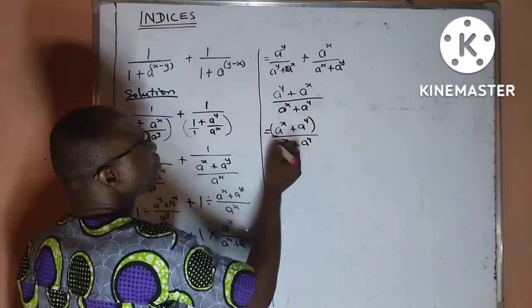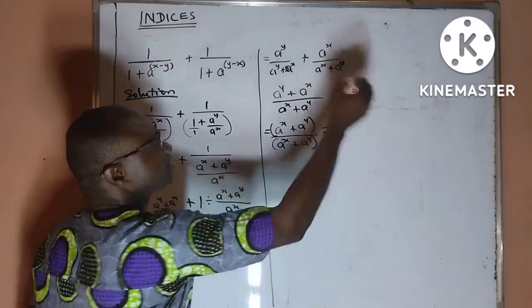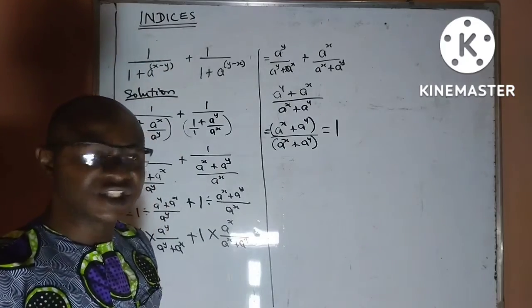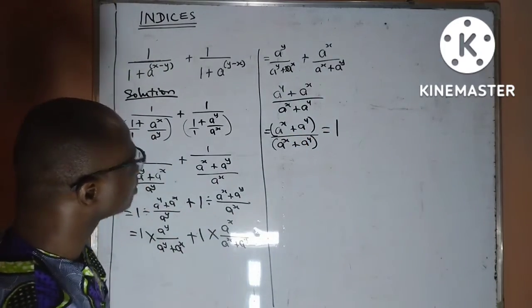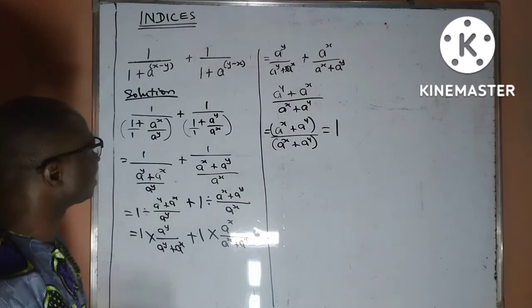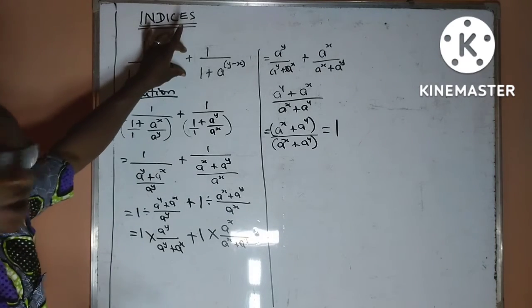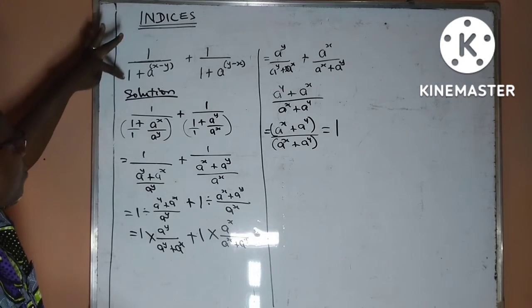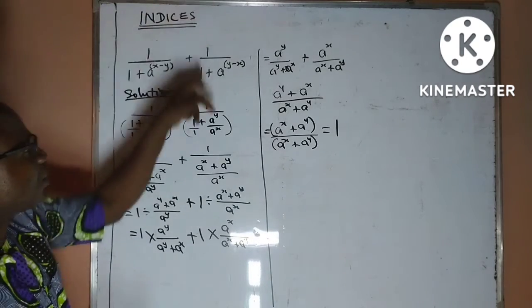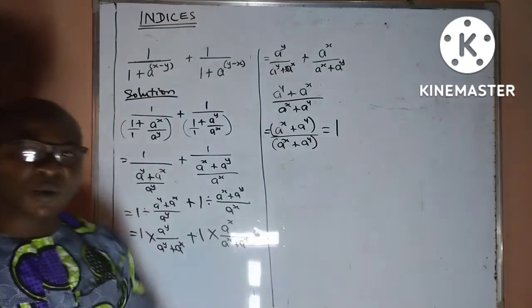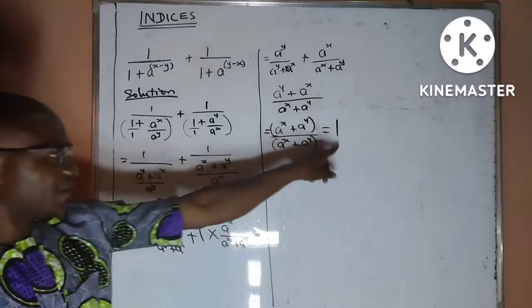As you can see, what I have at the numerator is the same thing as what I have at the denominator. Meaning, when I cancel out, my answer is 1. So, in conclusion, we can simply say that when we work on this, 1 all over 1 plus a raised to the power x minus y, plus 1 all over 1 plus a raised to the power y minus x, the result will give us 1.